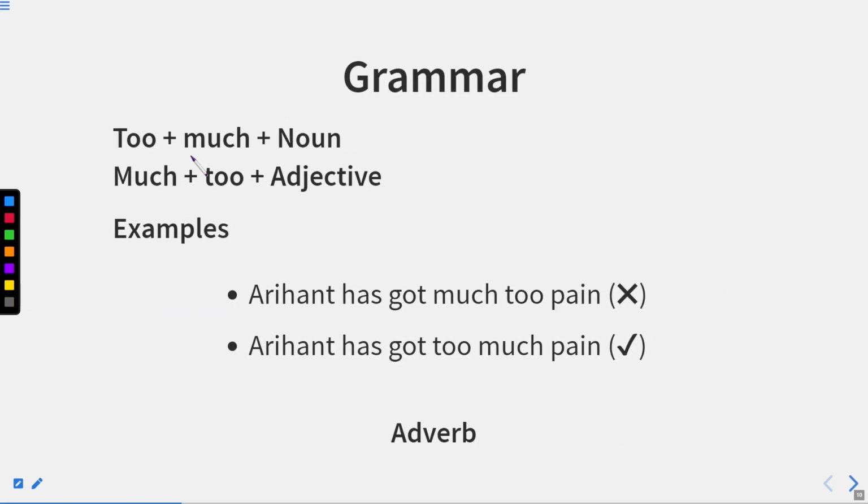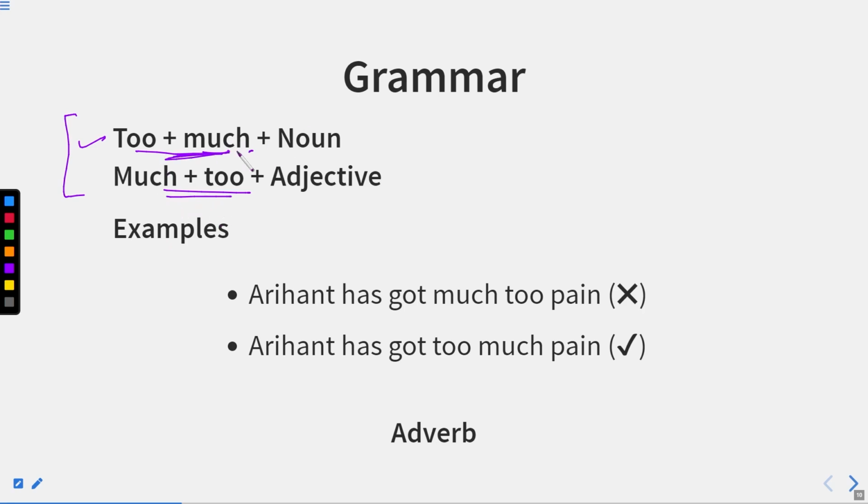Now, what happens? We have a structure that is too plus much, and we have another structure that is much plus too. Now, you must be familiar with the structure too much. You must have used this structure many times in your sentences. But maybe possible, it is rare for you to have used this much too structure. But grammatically, these two structures are there. First, we have too much, and another we have much too.